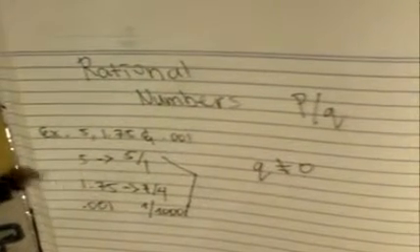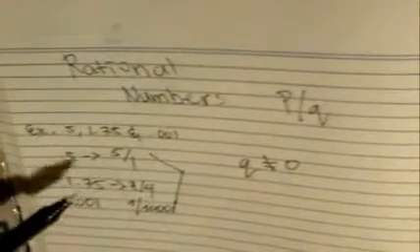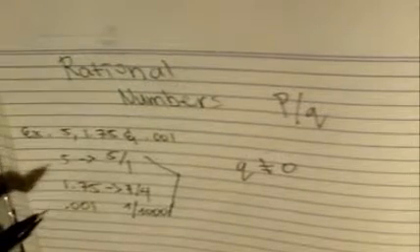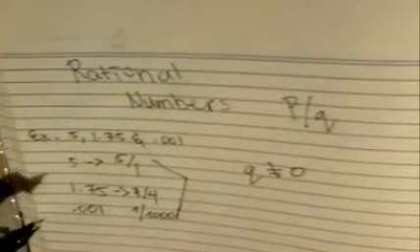Before we call these numbers rational, we should first satisfy the condition: q shouldn't be equal to 0. All of my examples have satisfied this condition. That's why they are called rational numbers.